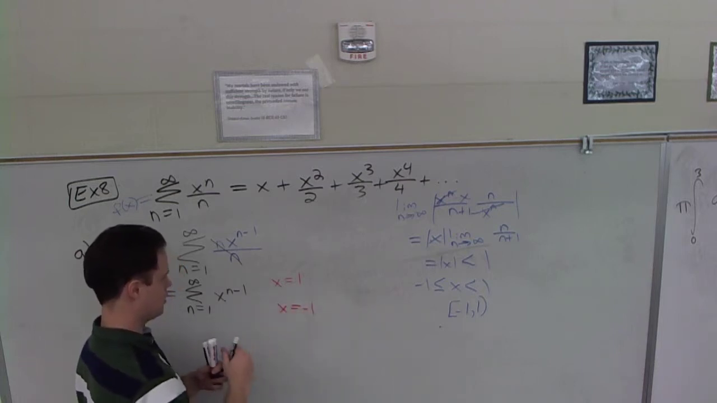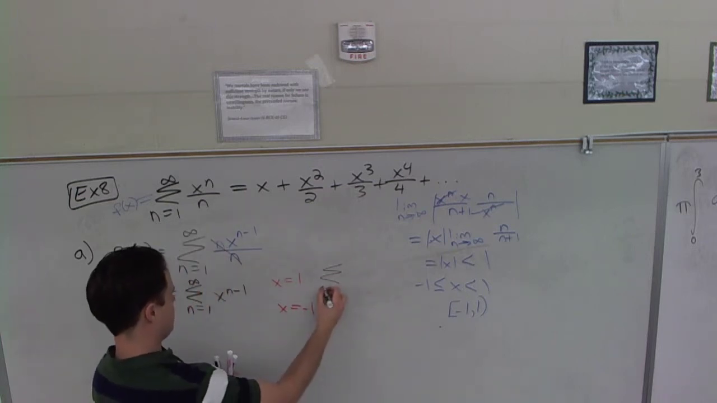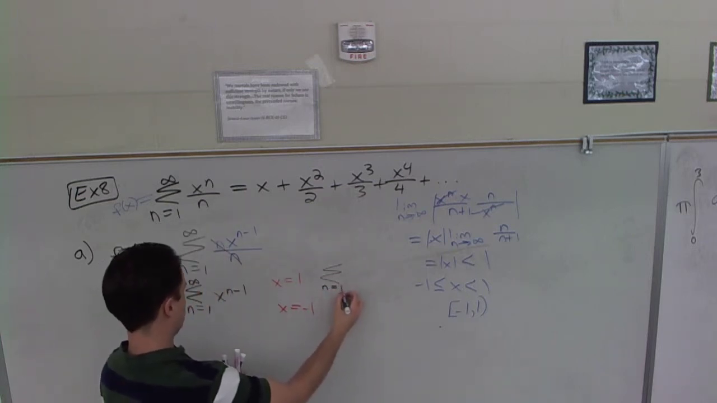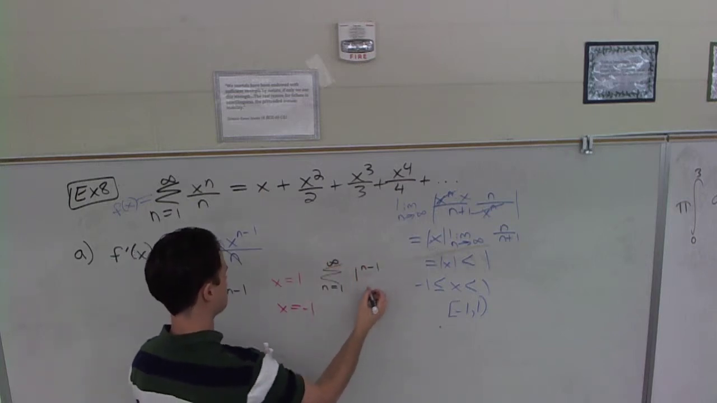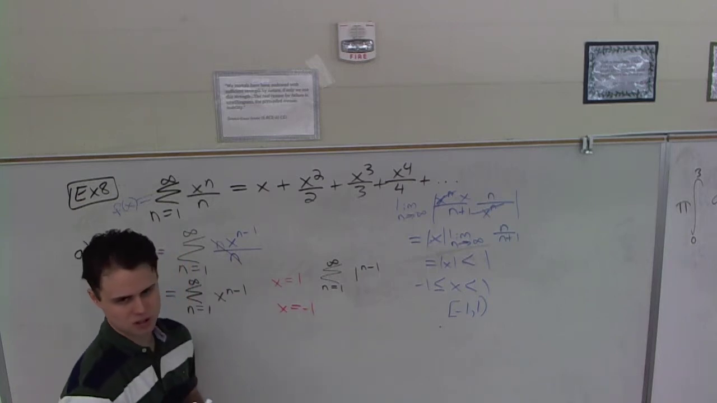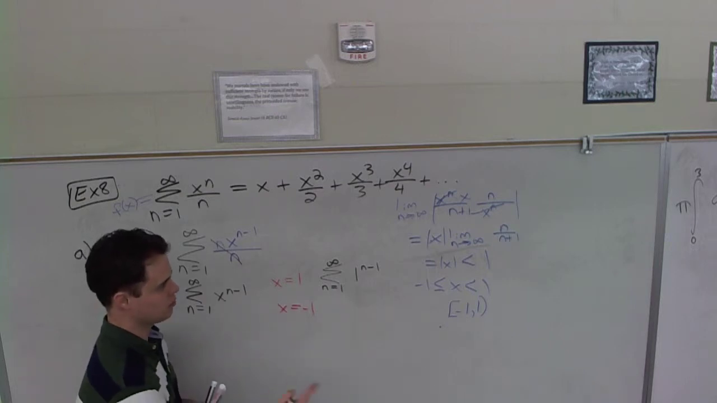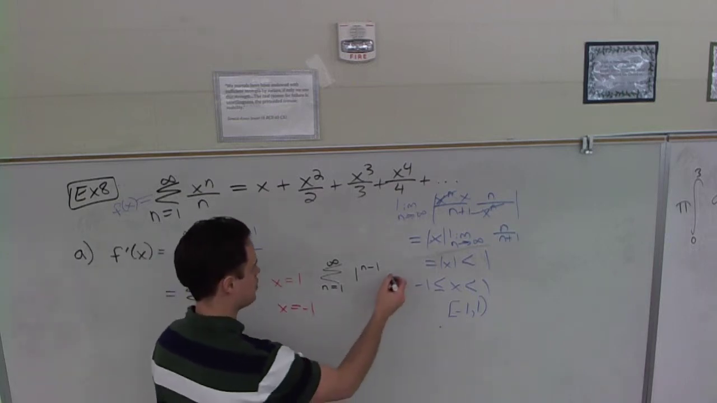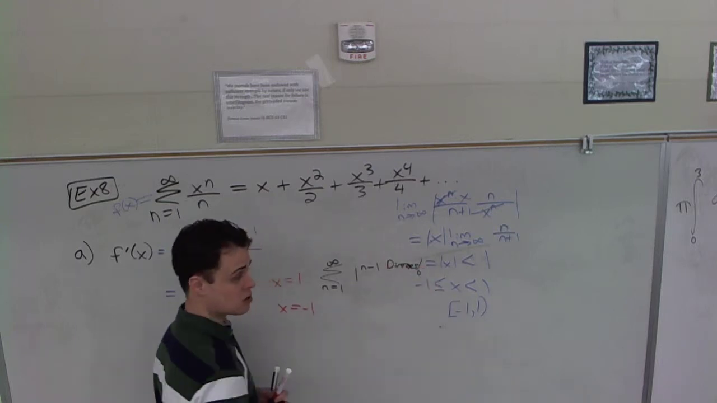So at 1, I get the series from 1 to infinity of 1 to the n minus 1, right? Is that going to converge or diverge? I think we just talked about something like that. It's going to diverge, right? It's going to alternate. We just talked about that one. So that guy diverges, same reason as a second ago.